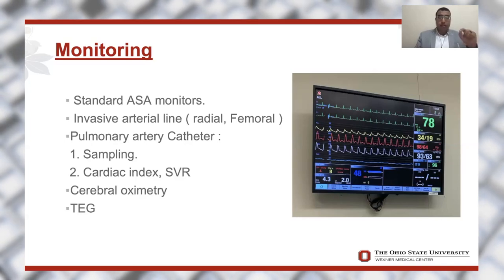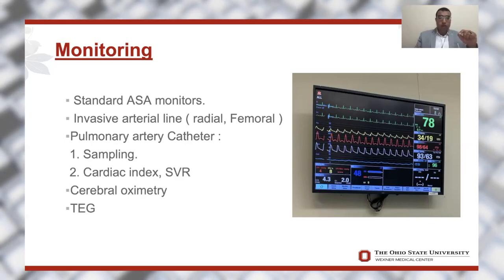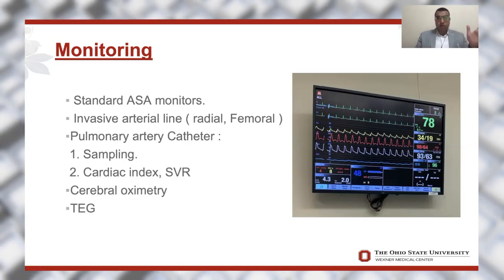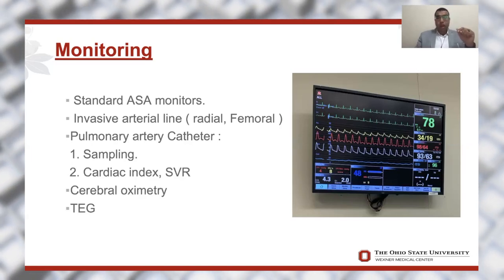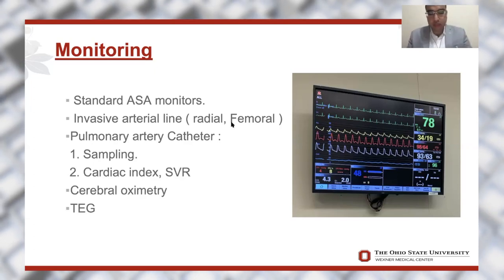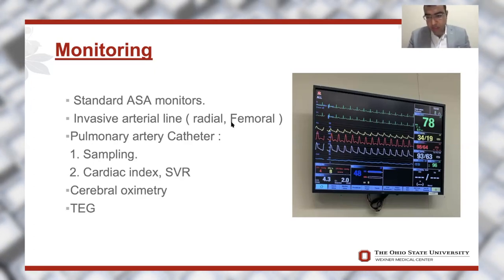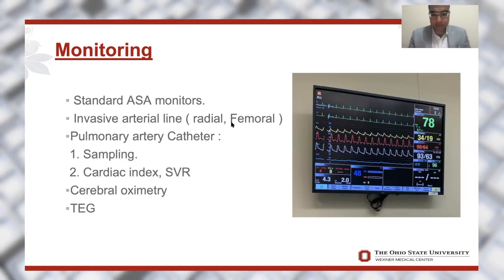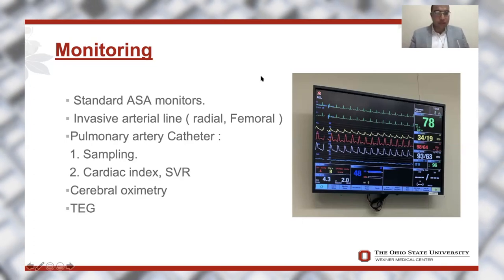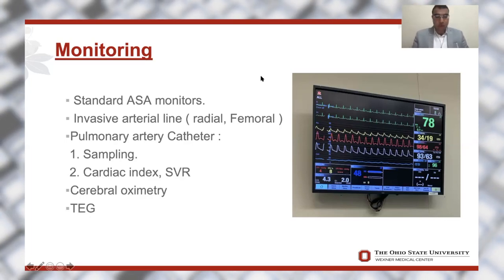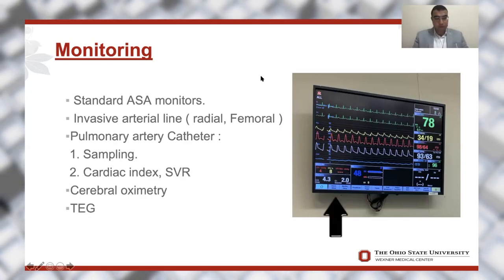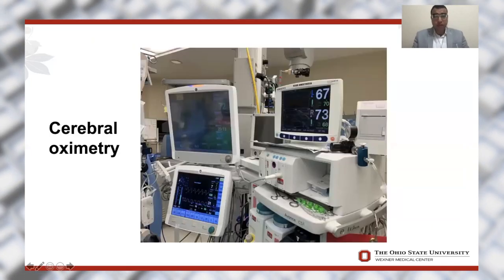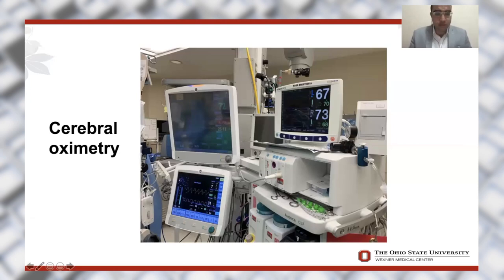Pulmonary artery catheter: some will say it's invasive. No, it's mandatory in lung transplant, because not only is it for sampling, it gives you continuous monitoring of, as we can see here, the cardiac output and the cardiac index. Then cerebral oximetry and thromboelastography. This is cerebral oximetry. It's very important to direct even red blood cell transfusion.